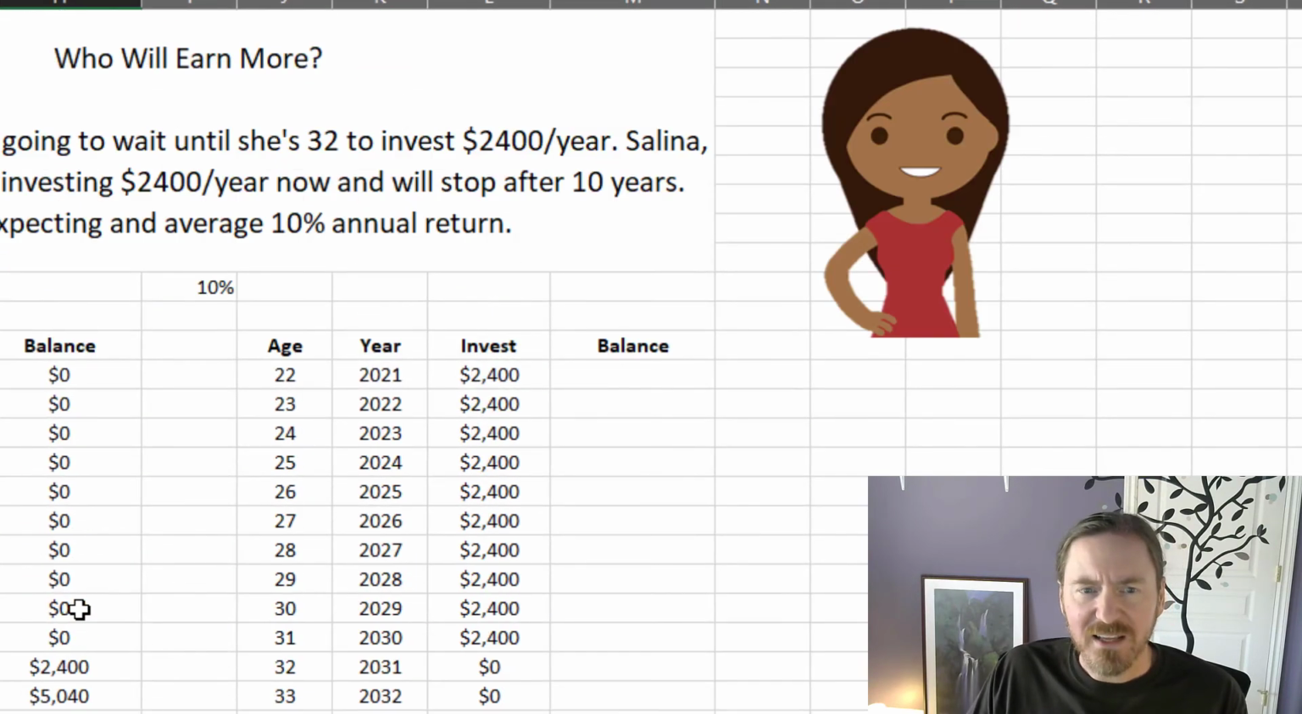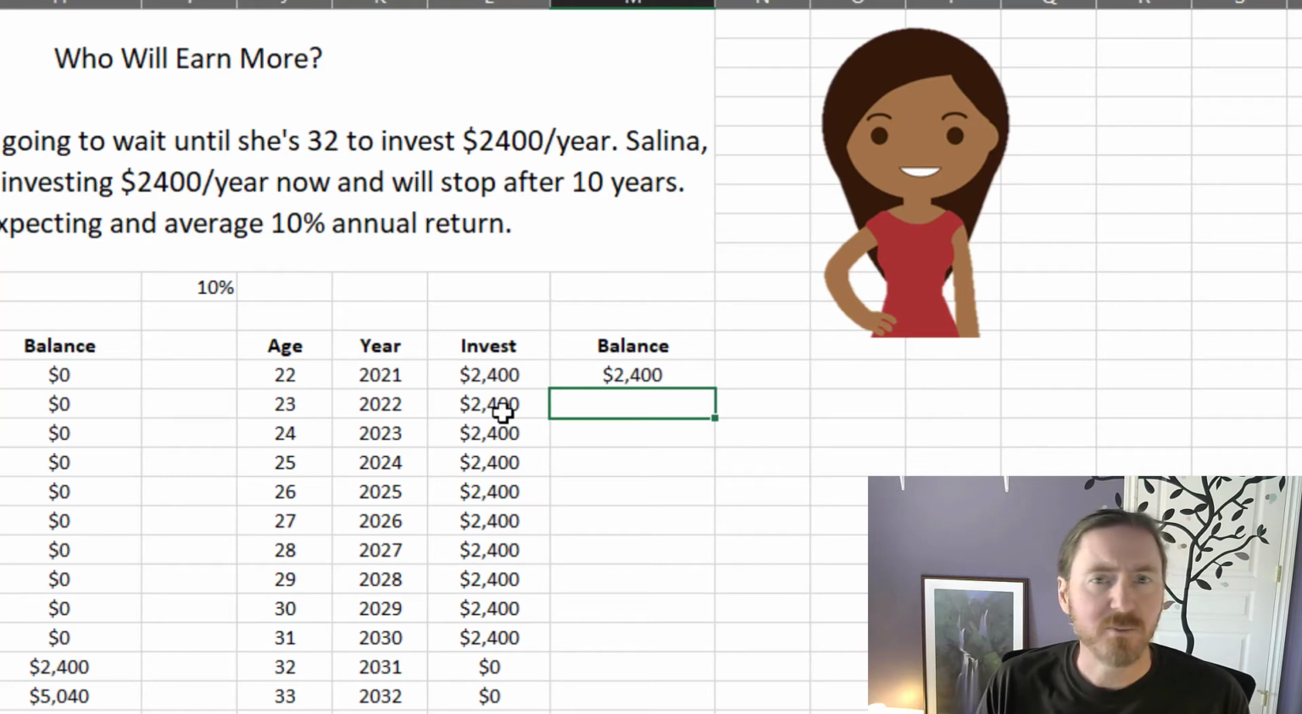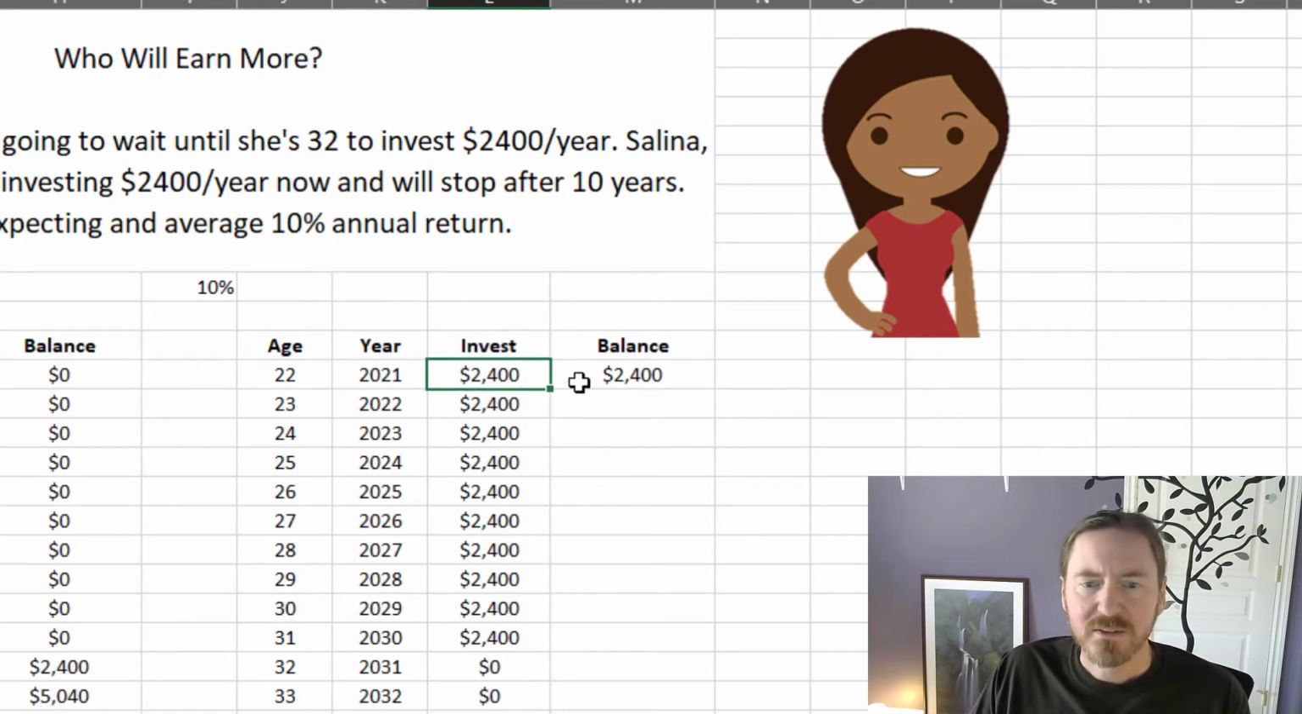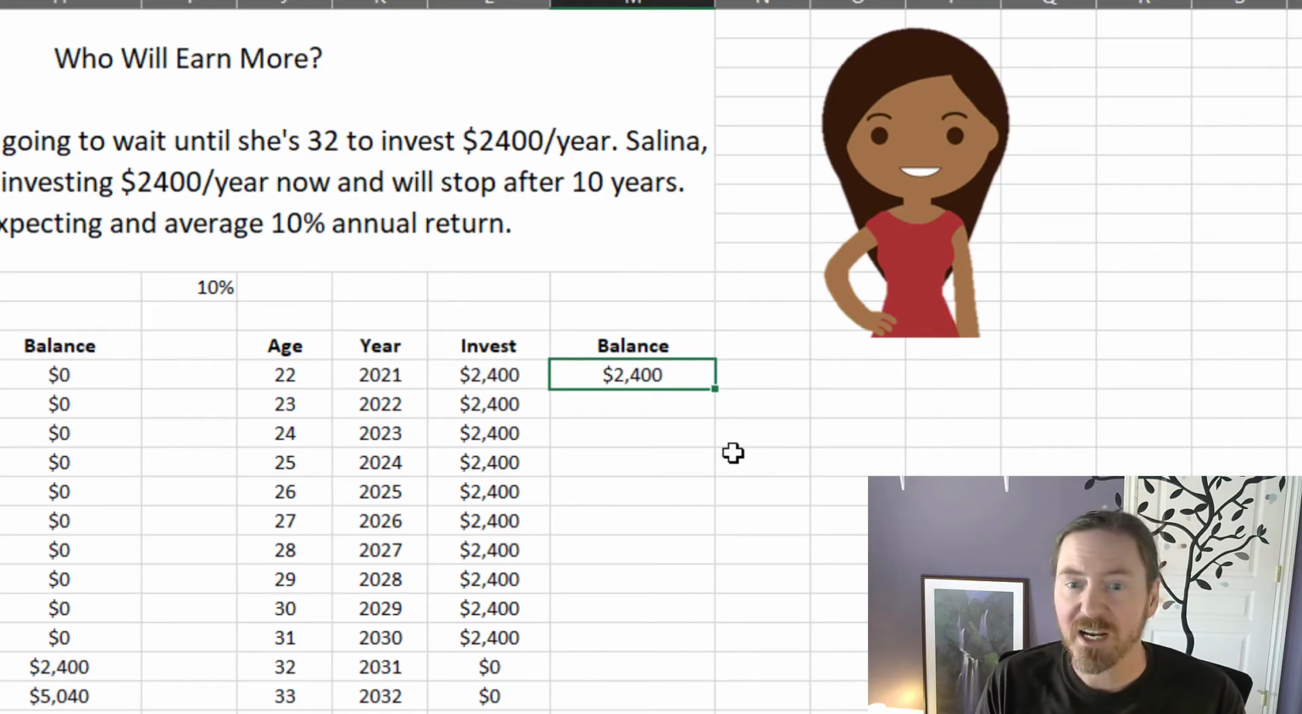All right, but now that we have that technique down, let's try it again. This time equals the investment. So again, we're pretending these ladies are investing their money at the end of the year. So at the end of the first year, Selena invests $2,400. Her balance is $2,400. She invested right at the end, let's say December 30th or something like that. So we're not getting any interest on that first year.